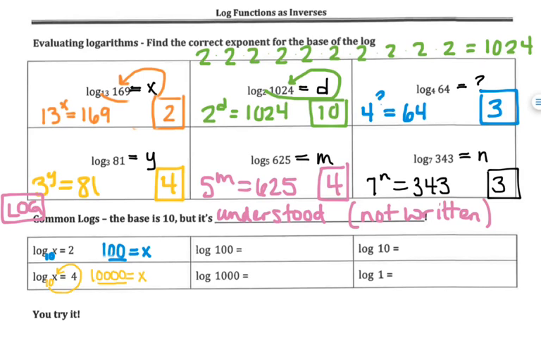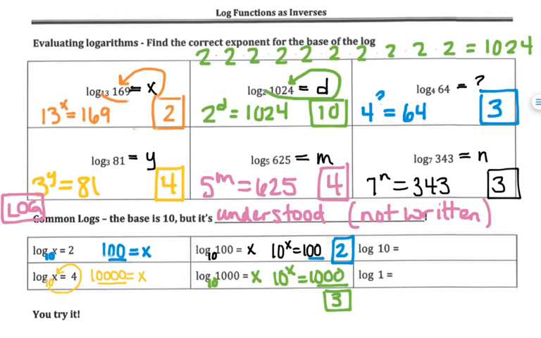In this one over here, we still have a base of 10, and this time we're asking ourselves, 10 to what exponent gives me 100? Well, 100 has 2 zeros on the end of it. So the exponent I need is 2. In the next one, 10 to what exponent gives me 1,000? 1,000 has 3 zeros on it, so the exponent I need is 3.